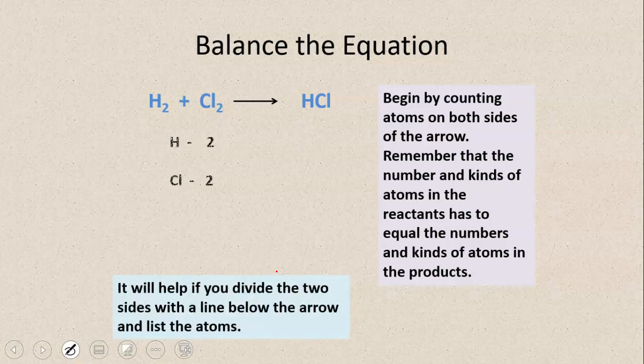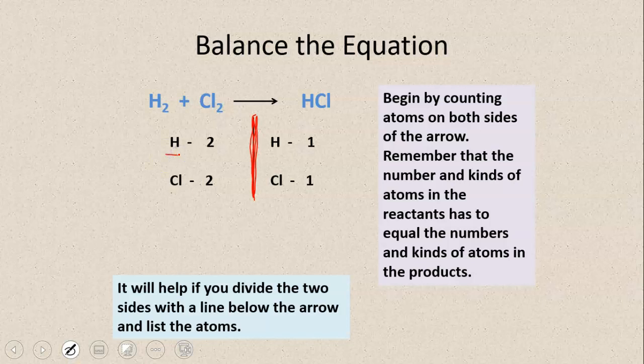Okay, so I would strongly suggest, in fact, I'm pretty much going to require you to draw a line underneath the arrow that helps you to divide this equation in half. Now, you don't have to scribble the line like I just did, but I was trying to highlight it a little bit there for you. So draw a line under the arrow. Then on each side, write down what elements you have.